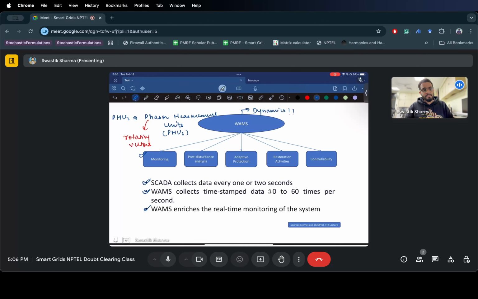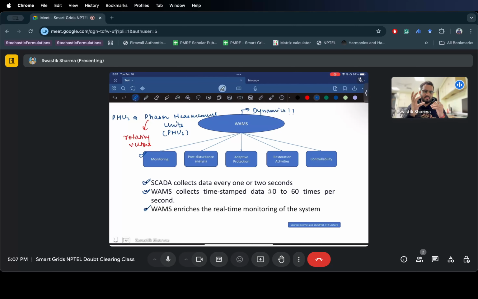WAMS can also be used in post-disturbance analysis, right? For example, we want to see how a fault has progressed, which has caused some disturbance in the power system, because my data is time-stamped with the GPS, and it is a sequence of data which has timestamps with it.